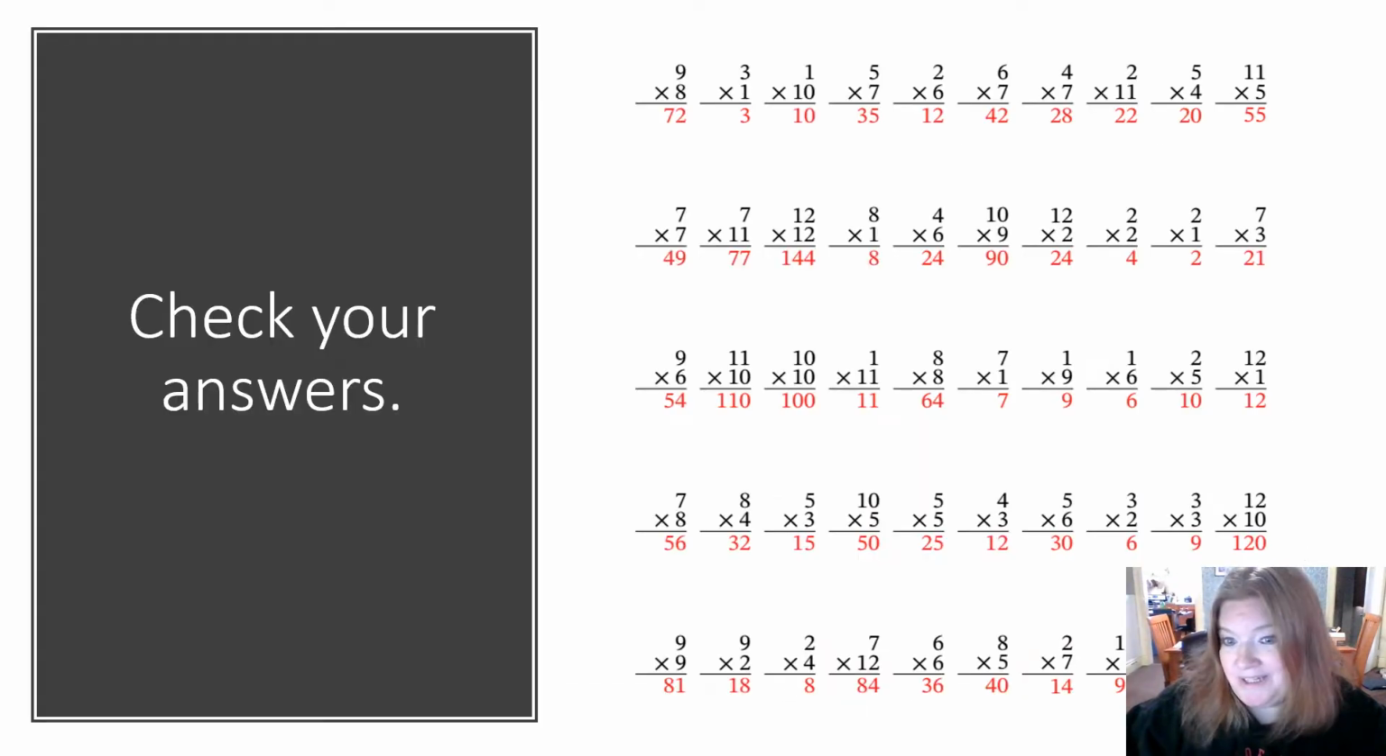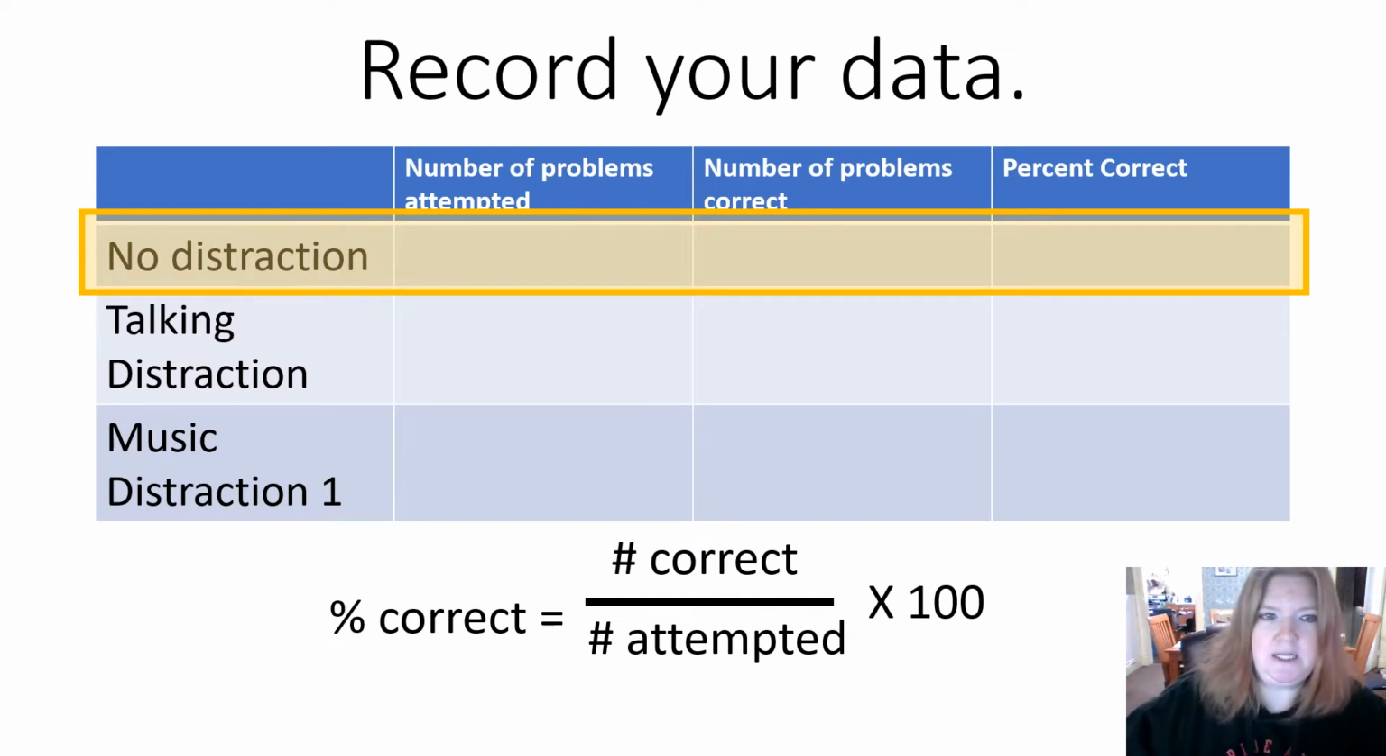And now you're gonna check your answers. So see what you were right. So what you need now is you're gonna record your data. So you need to know how many problems you attempted. So how many did you try and answer? So if you skipped over a problem, you don't count the one you skipped. And then what was your number that you got right? And then you're going to get your percent correct. So the number you got correct divided by the number you attempted times 100.